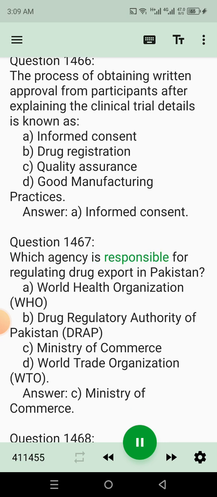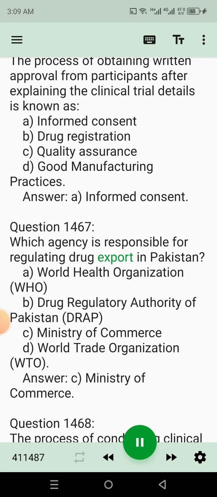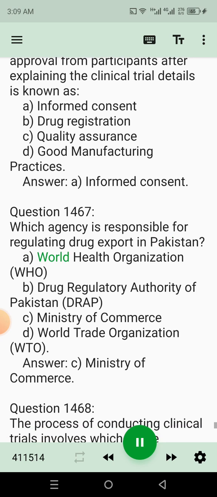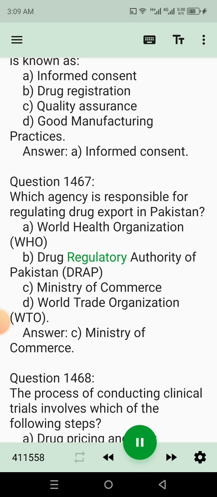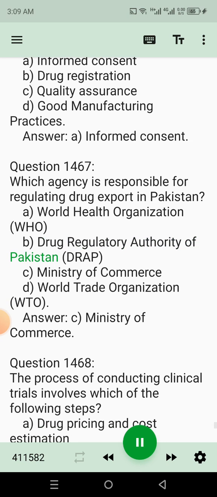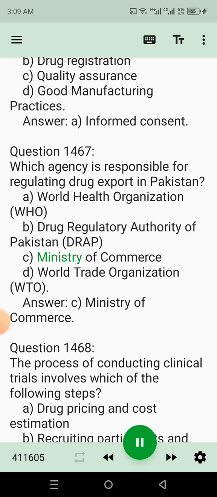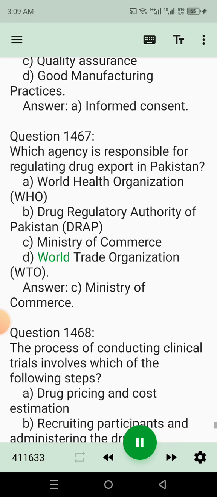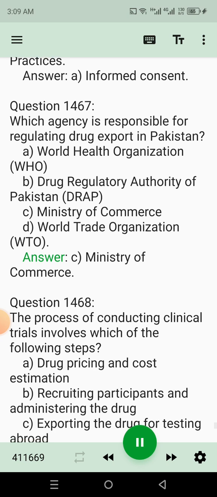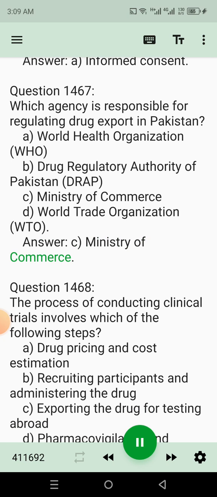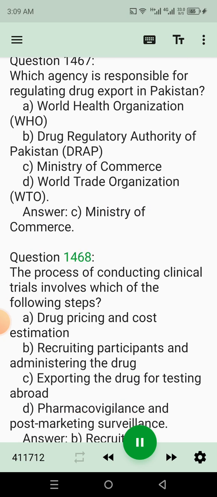Question 1467. Which agency is responsible for regulating drug export in Pakistan? A. World Health Organization, WHO. B. Drug Regulatory Authority of Pakistan, DRAP. C. Ministry of Commerce. D. World Trade Organization, WTO. Answer. C. Ministry of Commerce.